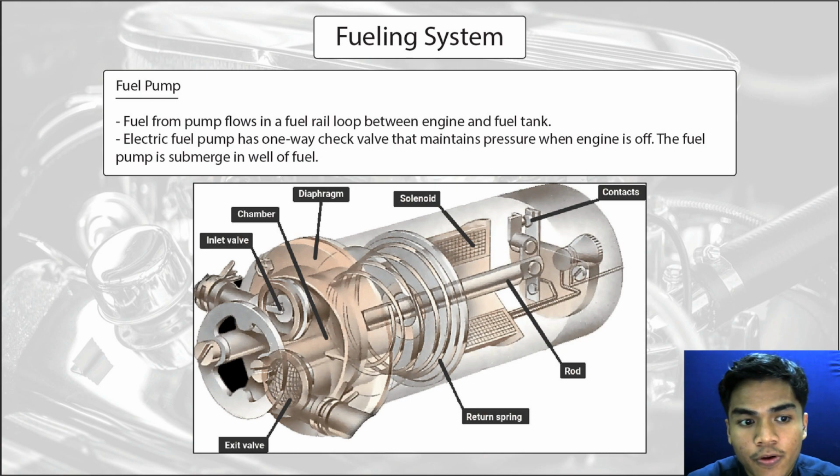Fuel pump. Fuel from the pump flows in a fuel rail loop between the engine and fuel tank. The electric fuel pump has a one-way check valve that maintains pressure when the engine is off. The fuel pump is submerged in a well of fuel.